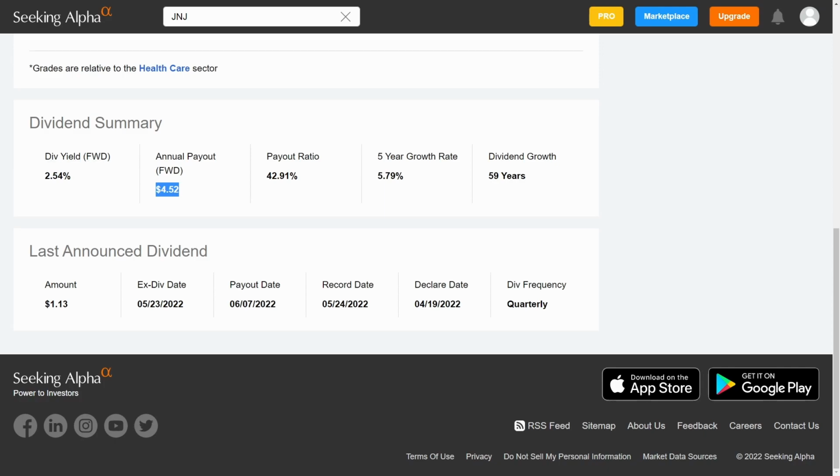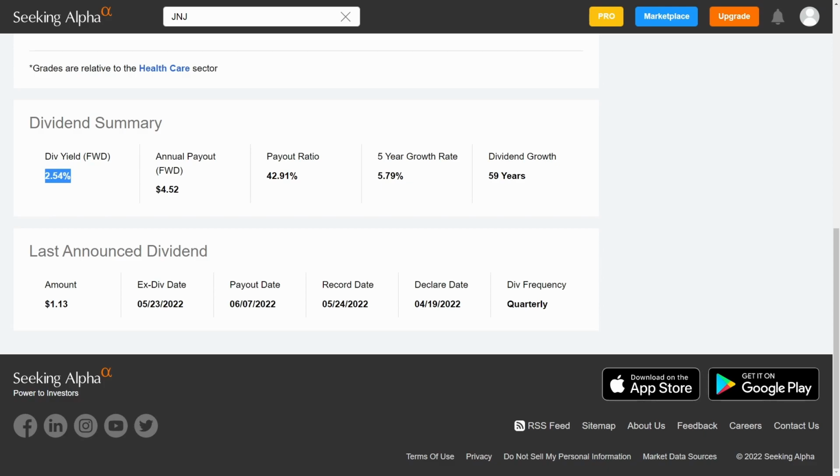Now let's move over to the dividend yield, which is at 2.54%. If you remember from the earlier slides, to calculate this, you take the annual payout, you would divide by the current share price, and in this case, we end up with 2.54%. So Johnson & Johnson's dividend yield is 2.54%.